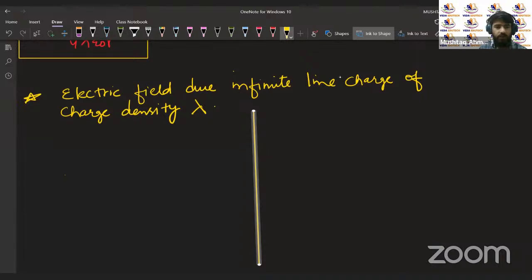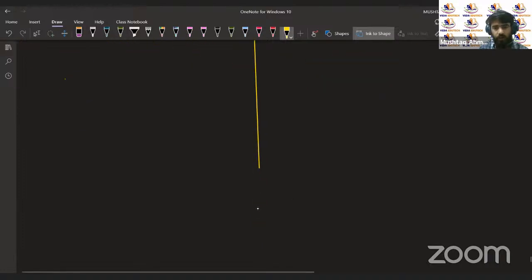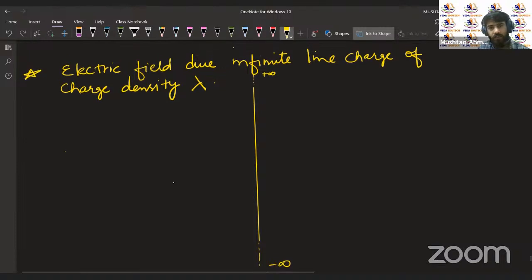so this is our infinite line charge distribution. It extends to infinity in the positive y direction, right? And it also extends to infinity in the negative y direction, right? It's a positively charged line charge, so it will be having a positive charge like this. The charge density of this line is lambda. That's the linear charge density.